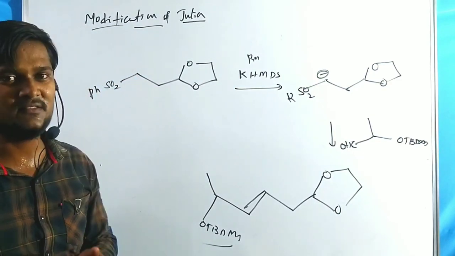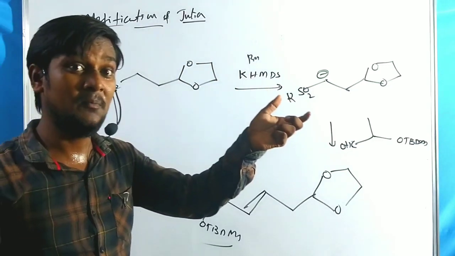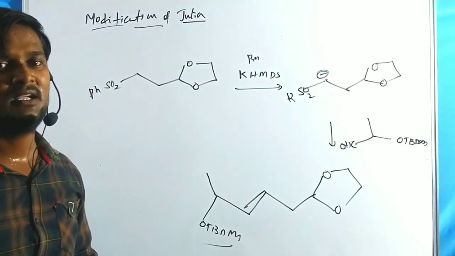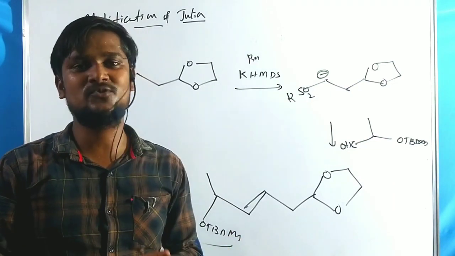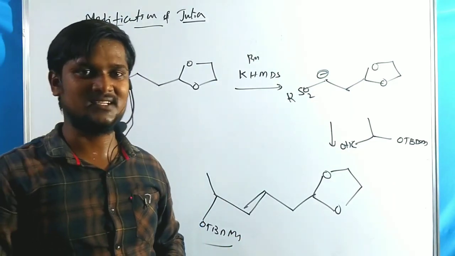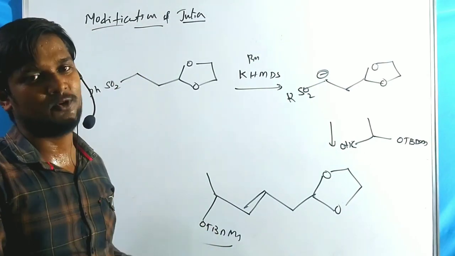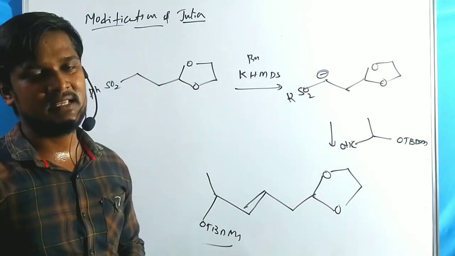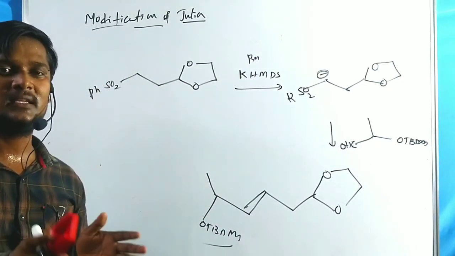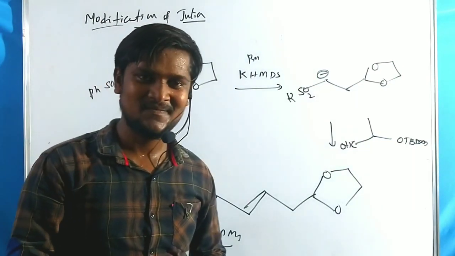If it is possible, I'll make another video on the modification of the Julia reaction with the help of benzothiazoles. So these are the best examples regarding the Julia and modification of Julia olefinations. In Julia olefination, we will get only the trans product as the major one. In other reactions, the selectivity may differ with other C double bond C formation reactions. Okay, thank you for watching.